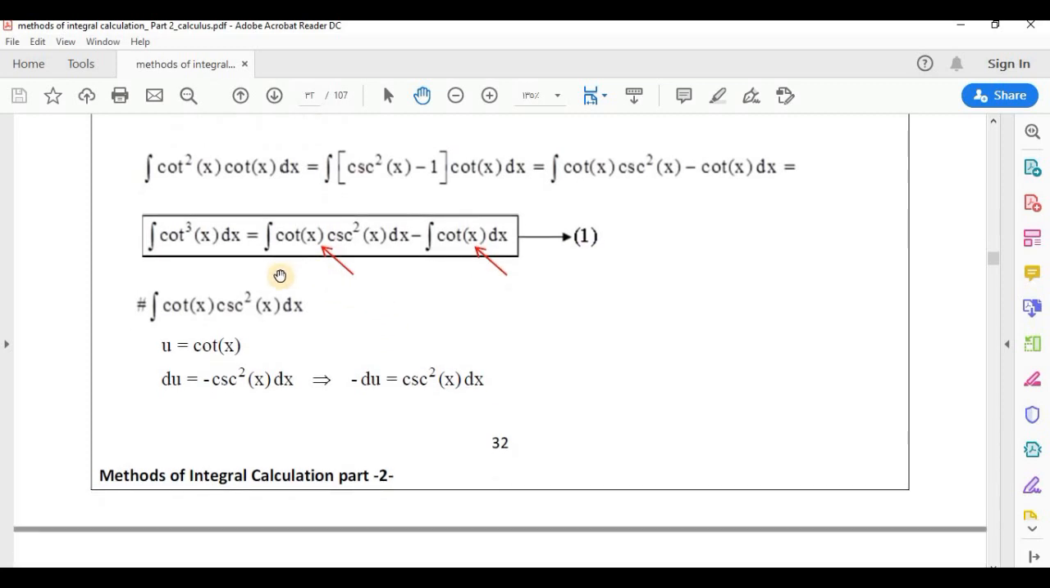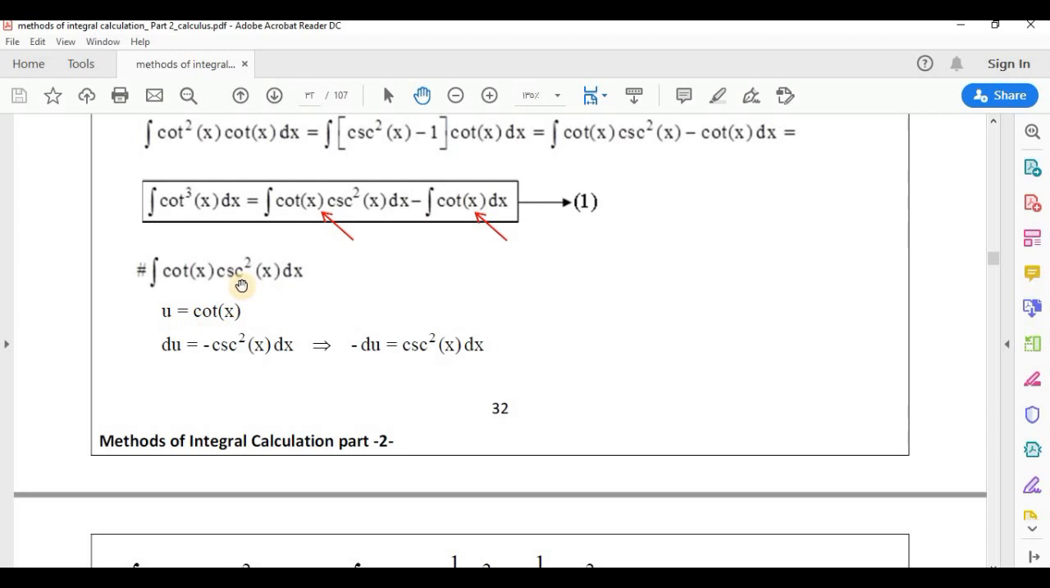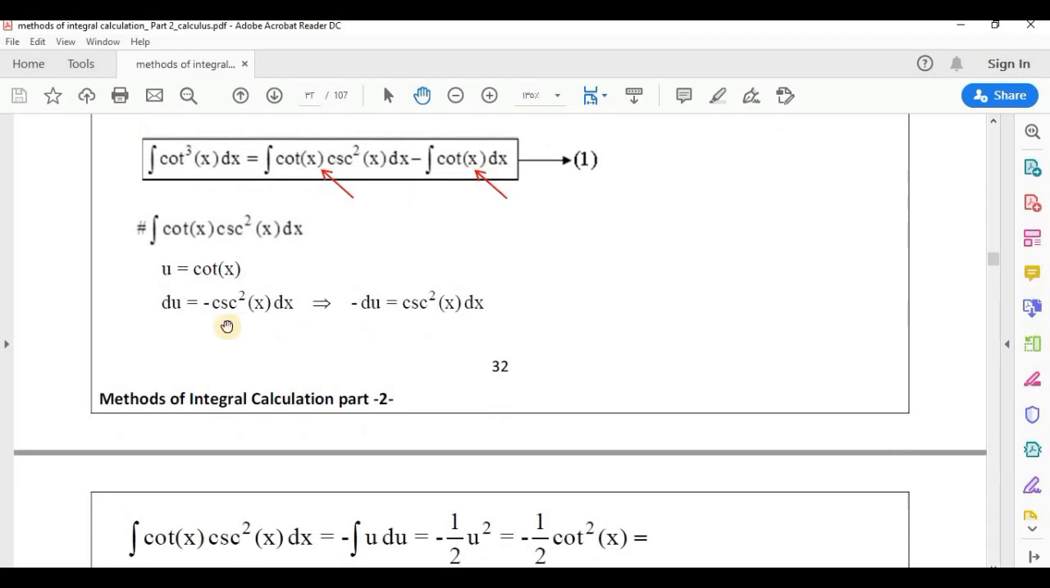Now we will try to solve the integral for each function alone. We'll start with this function, cotan x multiply cosec square x dx. We will use the substitution method. We will take this part for our assumption. Here u will be equal cotan x, and after taking the derivative for our assumption, we will get du equal minus cosec square x dx. And we will multiply by negative sign to get this value. So cosec square x dx will be this part.